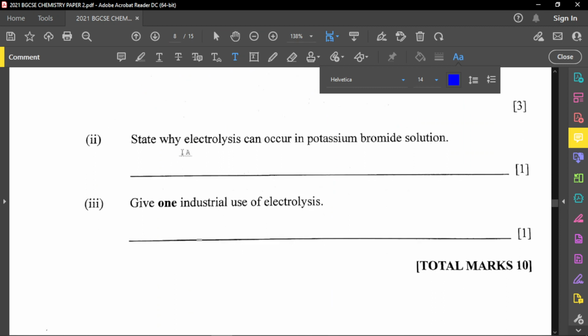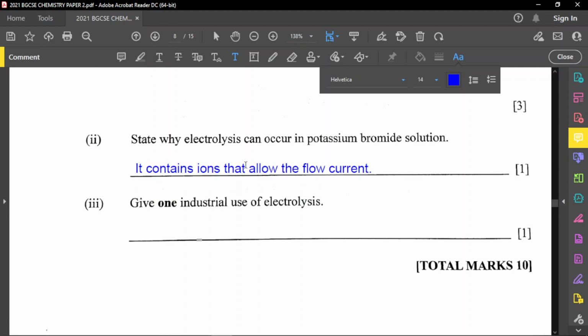All right. So part 2 now is to state why electrolysis can occur in potassium bromide solution. The reason why, matter of fact, electrolysis can occur in any solution is simply because it contains ions that allow the flow of current, or allow current to flow.